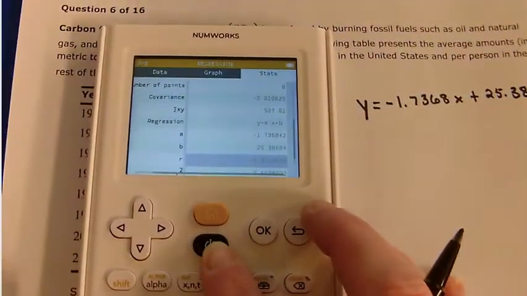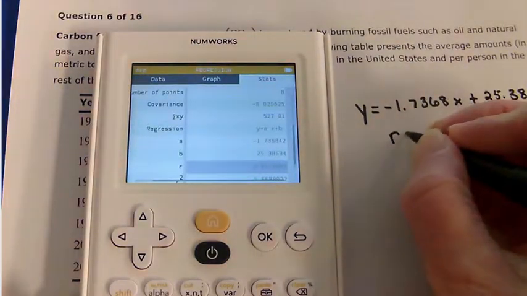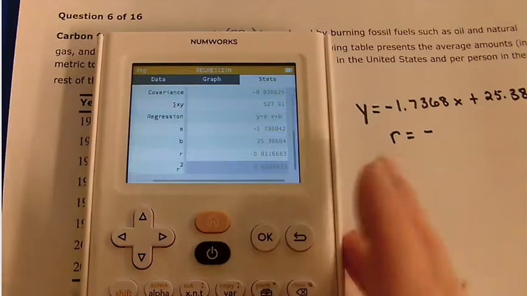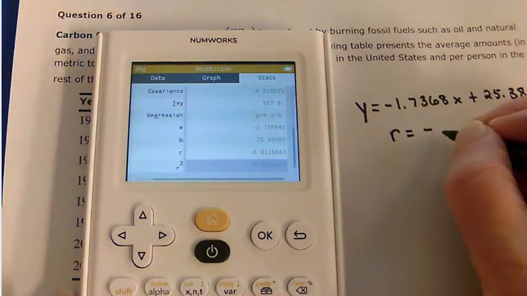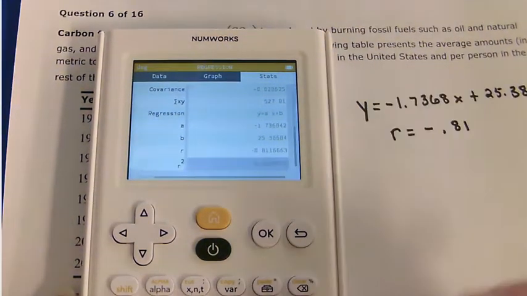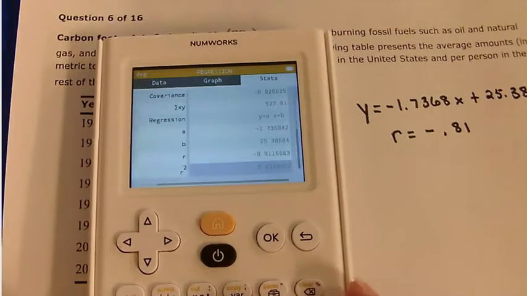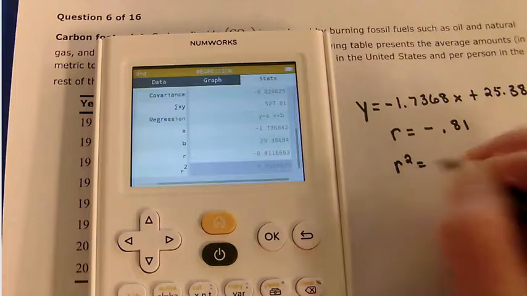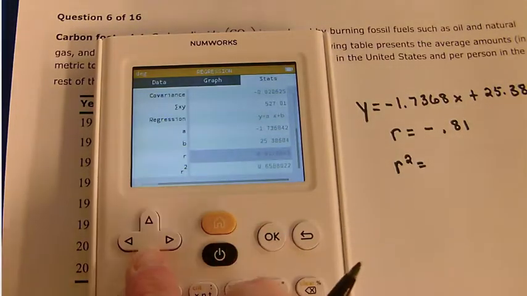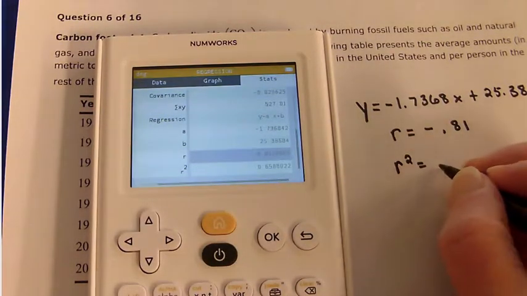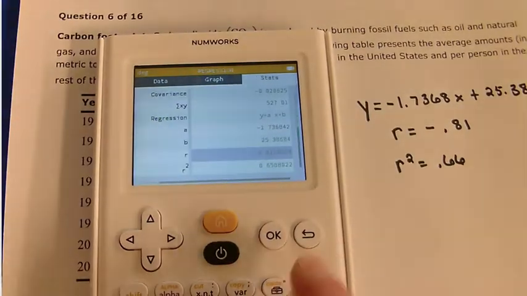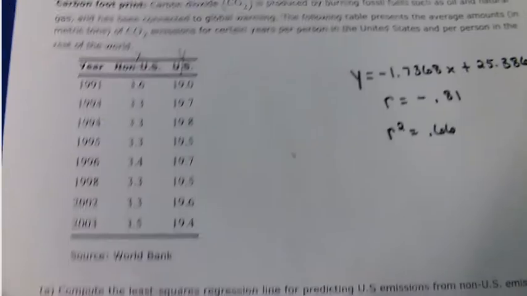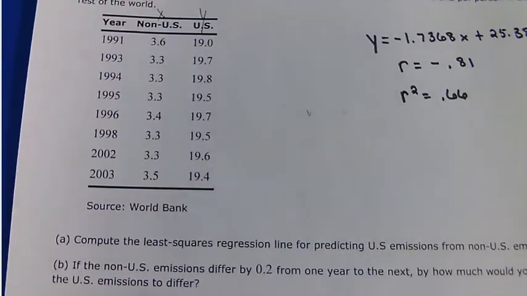And if I scroll down, it gives me R is negative, so that means it is a negative correlation, and it gives me 0.81, so that's a fairly strong negative correlation. And it also gives me my R squared, which is 0.66, which we talk about in one of the videos, how to understand that. But we can also use this equation to make predictions.